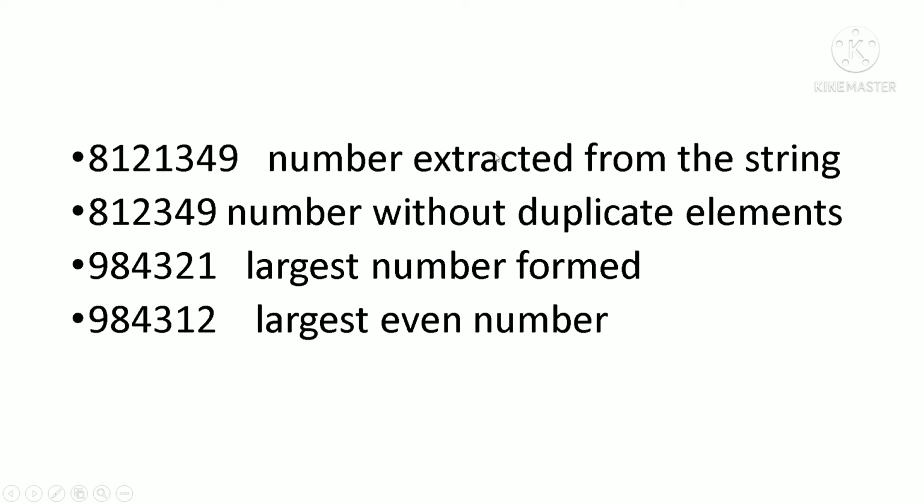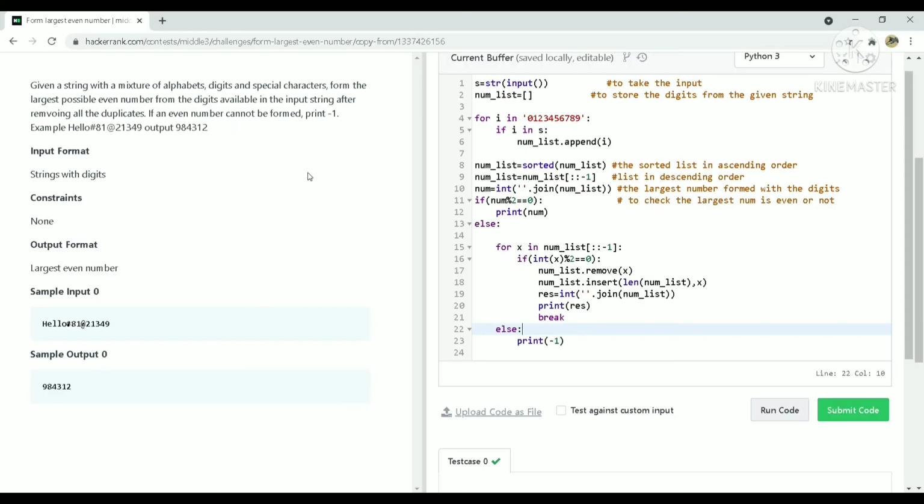Let's see the code part. This is the code that we have written for this program, and this statement takes the input. Here num_list will be used to store the digits from the given string. This block will be used to extract all the digits from the given string by removing all the duplicate elements, and it will store them in num_list. Here num_list will contain all the digits from the given string.